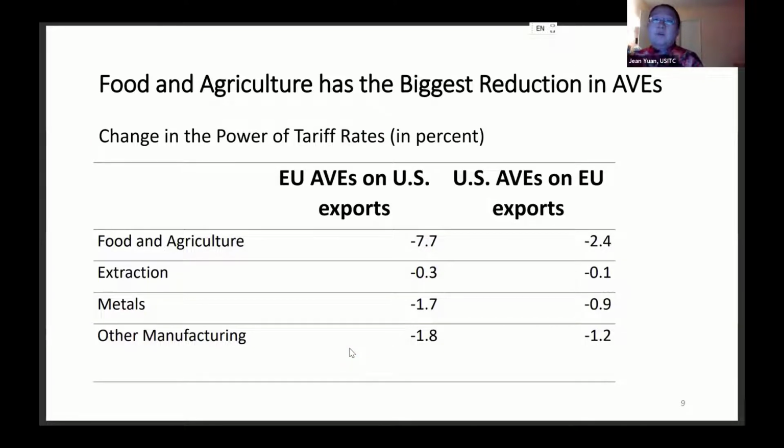And then I've already talked about the features of the GTAP labor model, and then I'll go to the simulation part. So here are the policy shocks that we are putting into the model, and it is a full bilateral ABE liberalization between the United States and the European Union. And as you can see here, the EU ad valorem equivalent tariff on the US exports is bigger compared to the US ABE on the EU exports. And then the food and agricultural sector is having the biggest reduction in the ABEs, both from the US side and from the EU side.